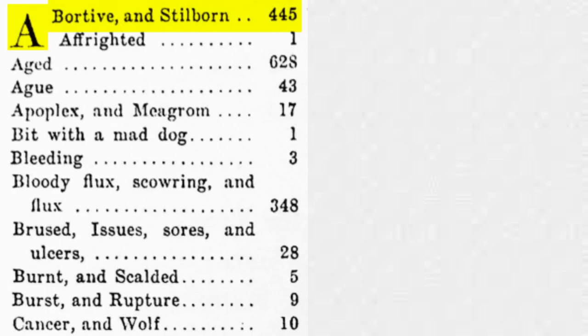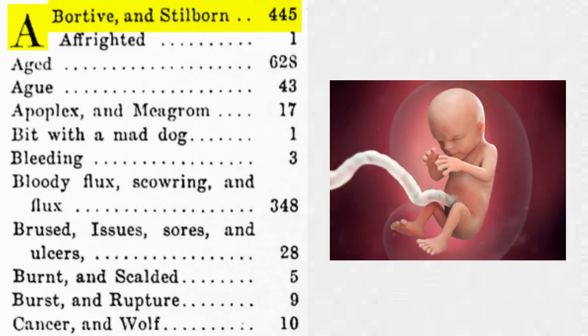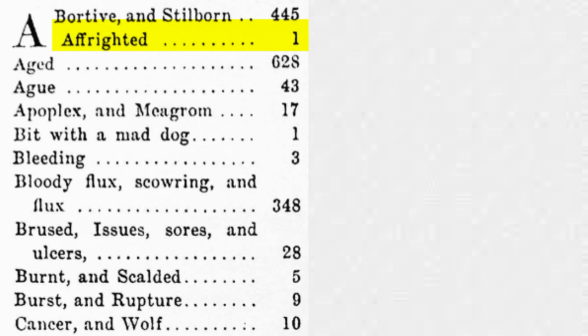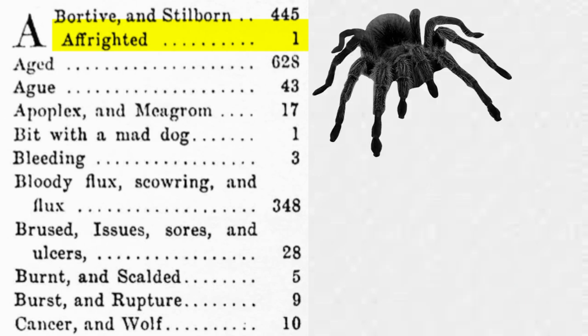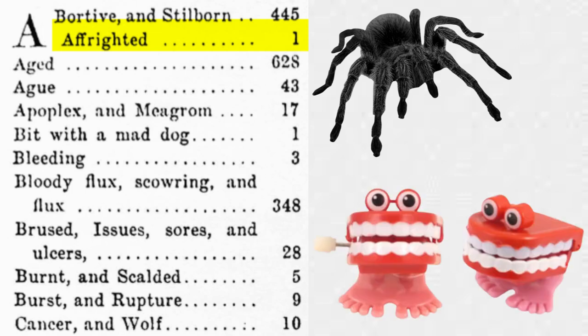445 abortive and stillborn. Starting off with a super grim one, this cause of death encompasses all children who were born without life. One person was apparently frightened to death. Basically, this means that they were scared to death, which most likely means a heart attack after something shocking. Maybe some severe arachnophobia, or they might have had an encounter with those frightening teeth.